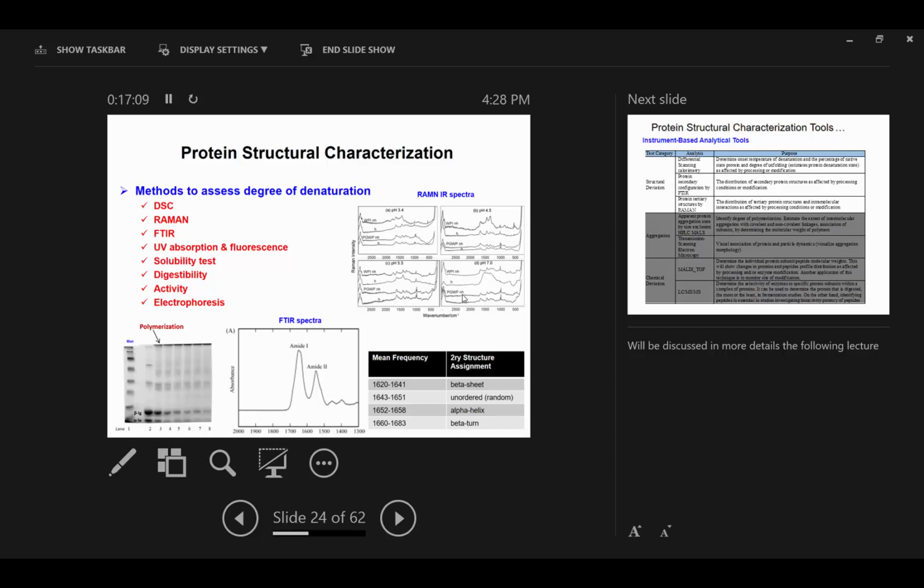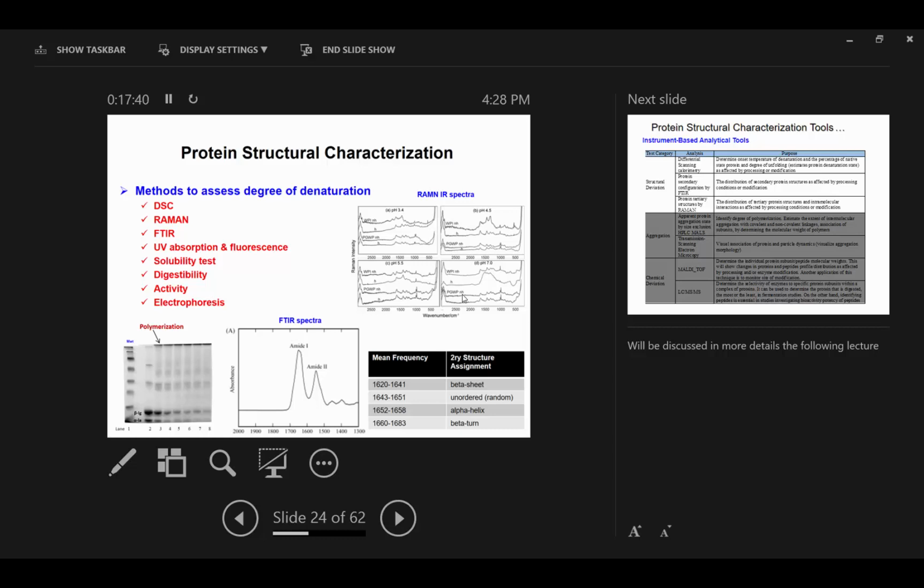Solubility is an indirect assay to determine denaturation, because denaturation and solubility are negatively correlated. The more the protein is denatured, the lower the solubility is going to be, because in general, theoretically, when the protein is denatured, hydrophobic groups are exposed. They don't like water. They tend to associate with each other, polymerize, and precipitate.